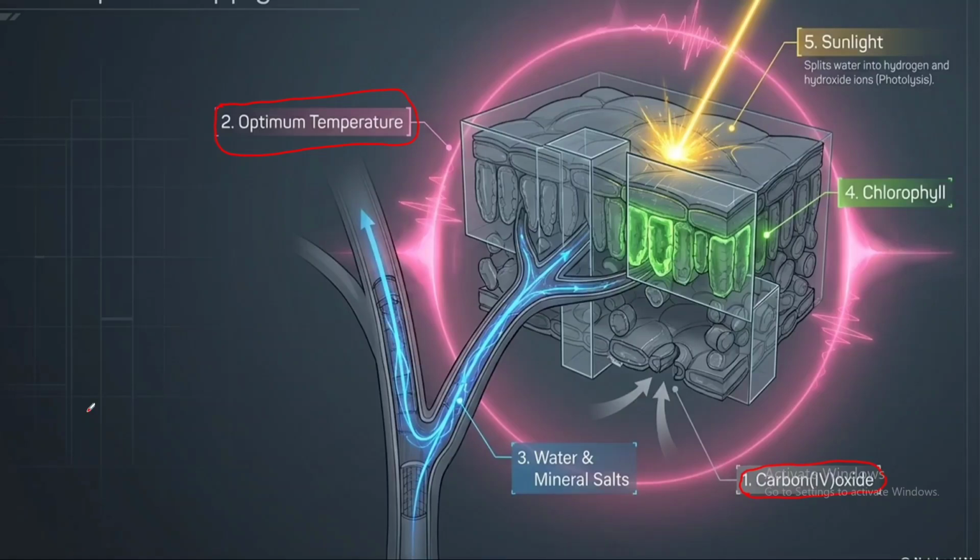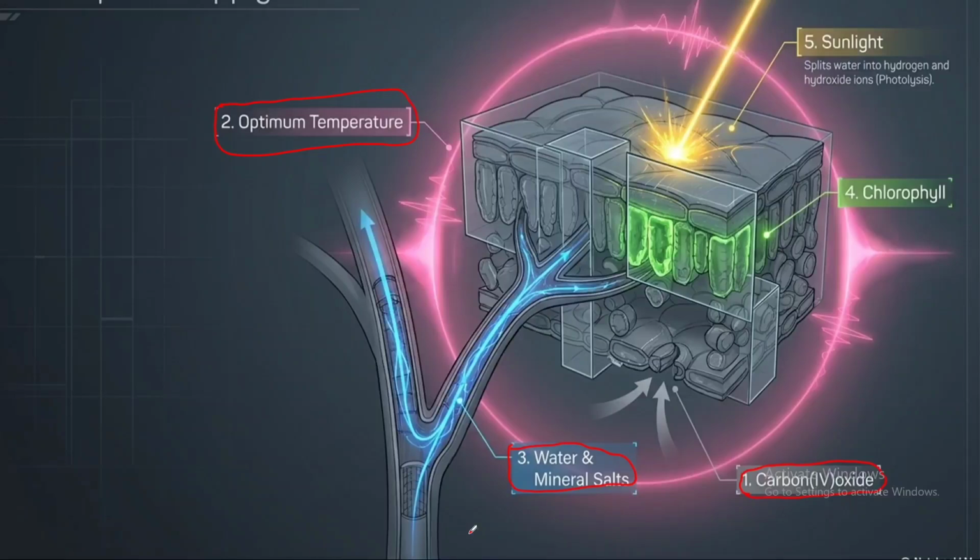It is needed for certain enzymes which participate in this process to actually perform at their best levels. So optimum temperature is very, very important. Then we have the third one, which is water and mineral salts, which we have earlier explained, especially when we come to see the light reaction stage of photosynthesis. We shall see what we call photolysis, that is splitting of water. They are very important during photosynthesis.